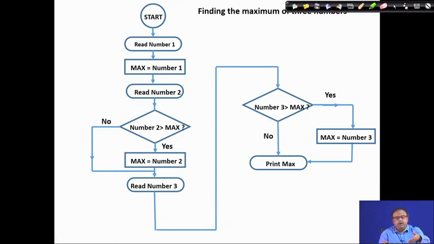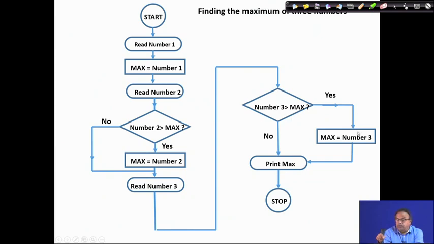Okay. Think of number 1 to be 5, number 2 to be 3 and number 3 to be 1. What will happen? Sorry, this was 5. So, I read 5. Next, I read 3. Is 3 greater than 5? No. So, I kept 5 as the maximum. All right. I read number 3, that was 1. I compared, is it greater than the maximum which was 5? No. Then I print that 5, which is the maximum. But if suppose number 3 was 7, so it is greater than 5.